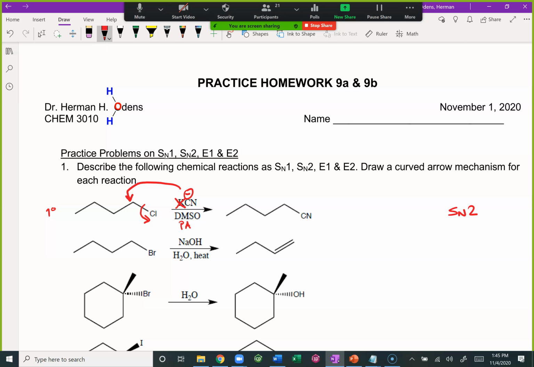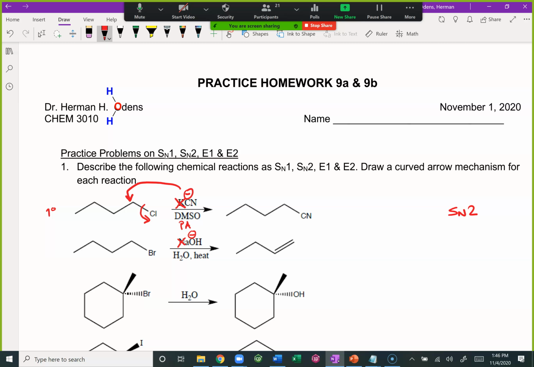All right, we got 5 minutes. Oh, we can do more stuff. Notice that we have this on the next one. We have sodium hydroxide. Sodium hydroxide is a small, strong base. The sodium is a spectator ion. I don't care about that. I just care about the O- here.